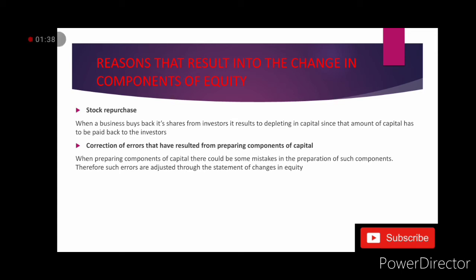And finally, the last reason we're going to talk about is the correction of errors that have resulted in preparing components of capital. When preparing components of capital, there could be some mistakes that have been made in the preparation of such components. There could be some errors that were made, because people aren't perfect, so these mistakes and flaws tend to happen. Therefore, such errors are adjusted through the statement of changes in equity.